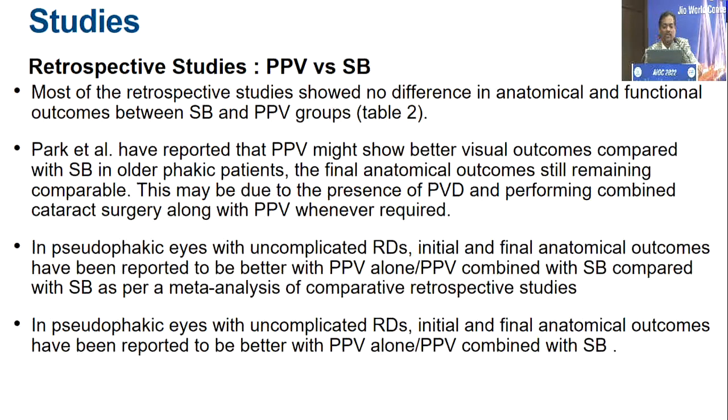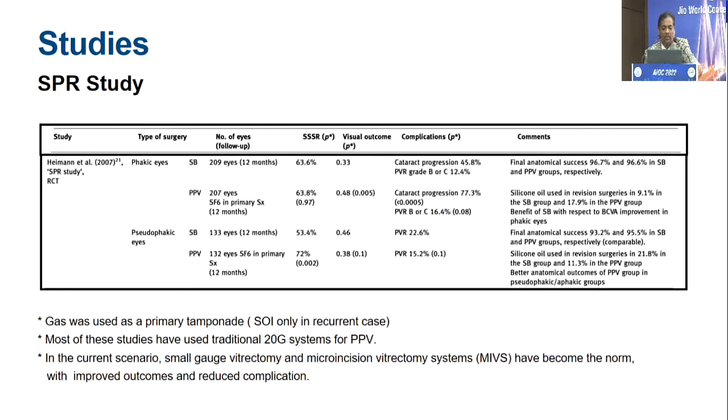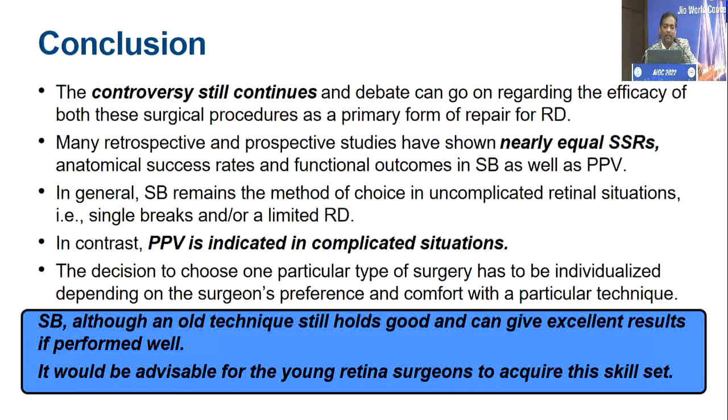So there have been a lot of studies. I'm not going to go into the retrospective studies, each one of them, but I'll just show you one table which shows that the success rate of a single surgery is nearly the same if you do both and choose the indications carefully. So you have to understand that if you are doing a scleral buckle in a very skillful way and use the correct indications, your single surgery success rate is going to be as good or better than if you do a vitrectomy.